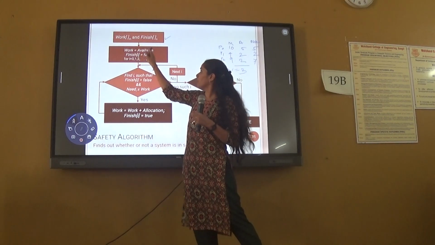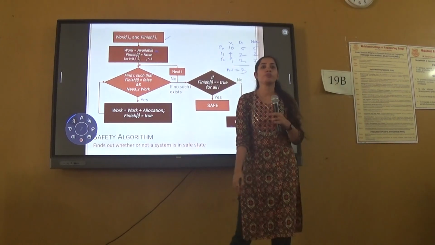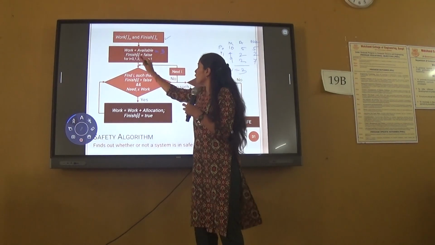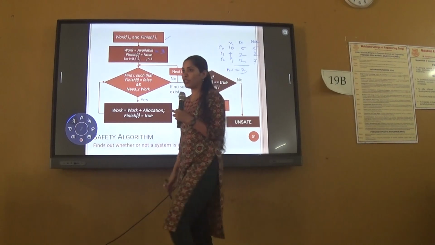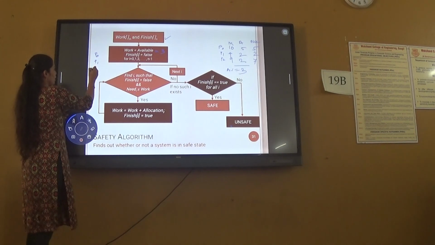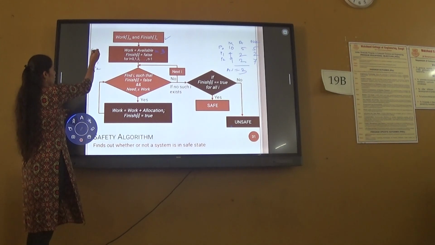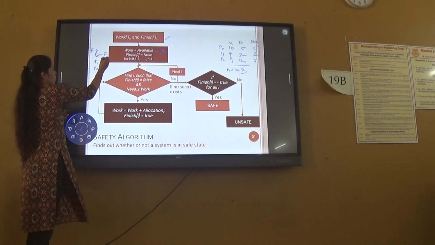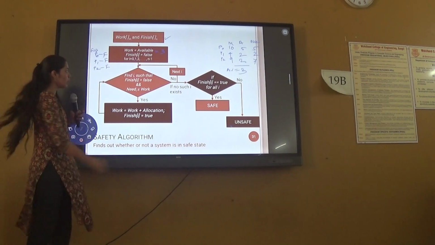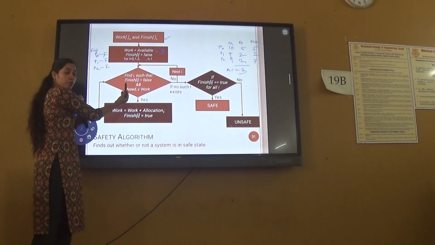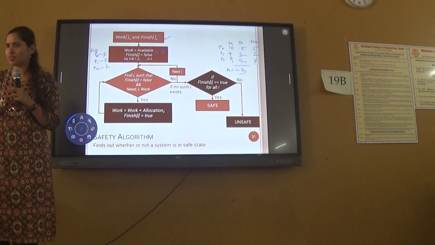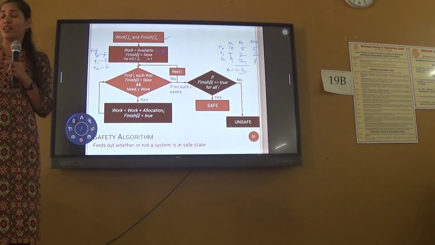What is next? Work is equal to available. Finish[i] is equal to false. What does it mean? For P0, P1, P2, what is the finish status? False. Now we have to check all such processes. You know the flowchart concept, no?